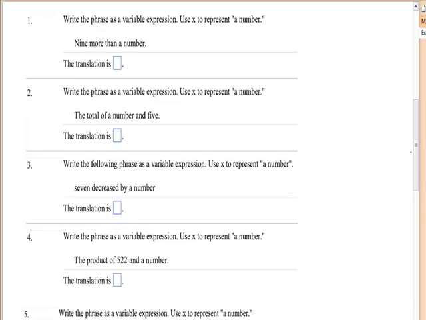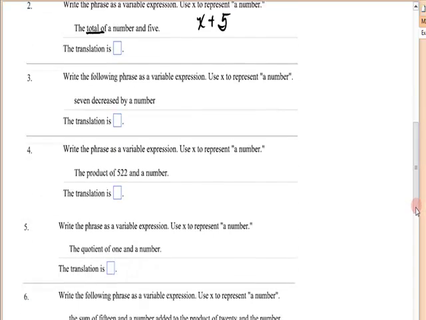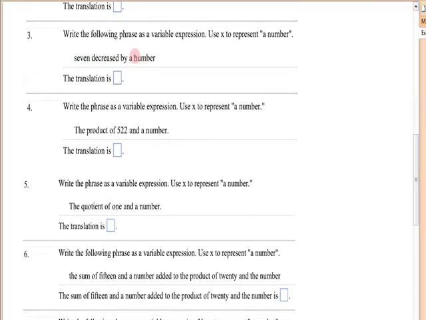Okay, let's look at a few more. Write the phrase as a variable expression. Use x to represent a number. Number 1, 9 more than a number. The phrase more than means plus. So it is 9 plus a number, 9 plus x. Number 2, the total of a number and 5. Total, once again, means addition. So it is x plus 5. Number 3, 7 decreased by a number. Decreased by means subtract, and it is not a reversing phrase, so it is 7 decreased by the mystery number.